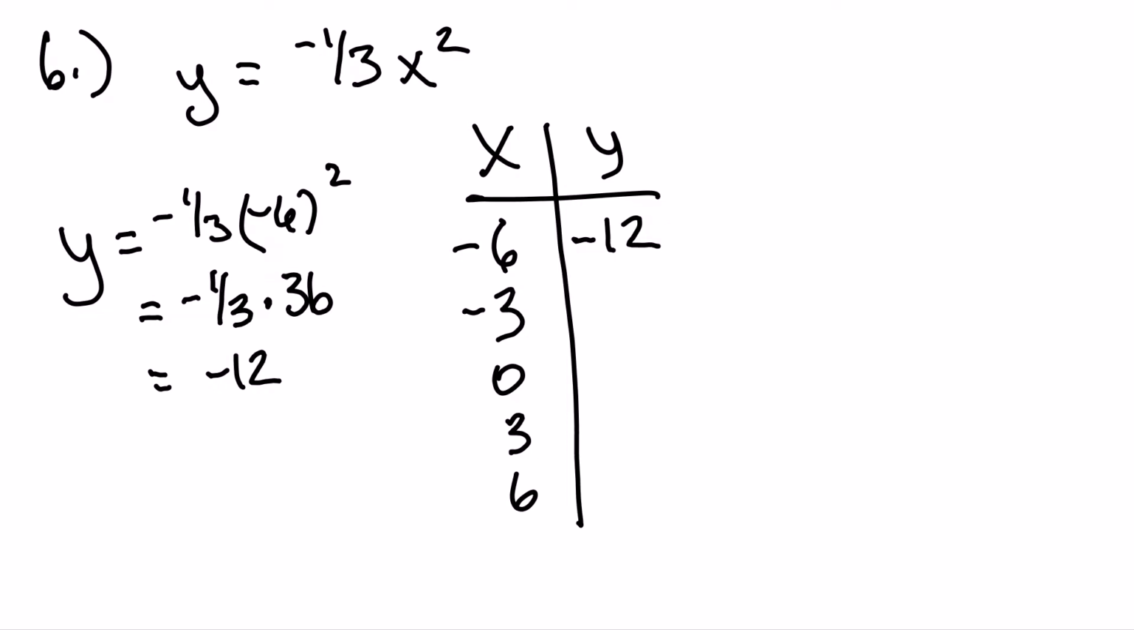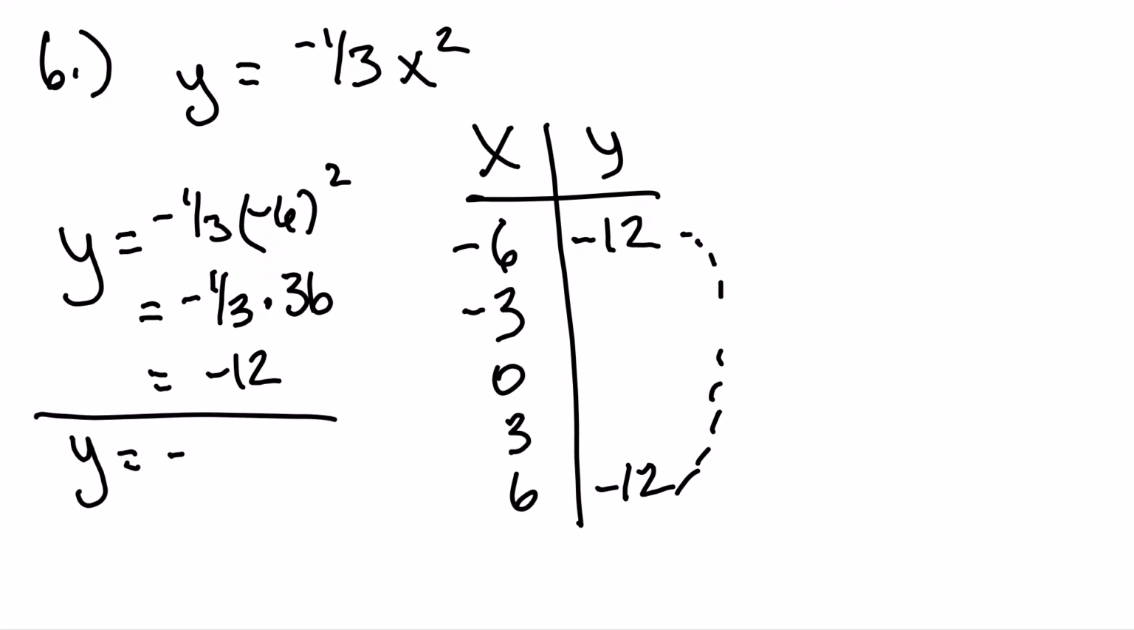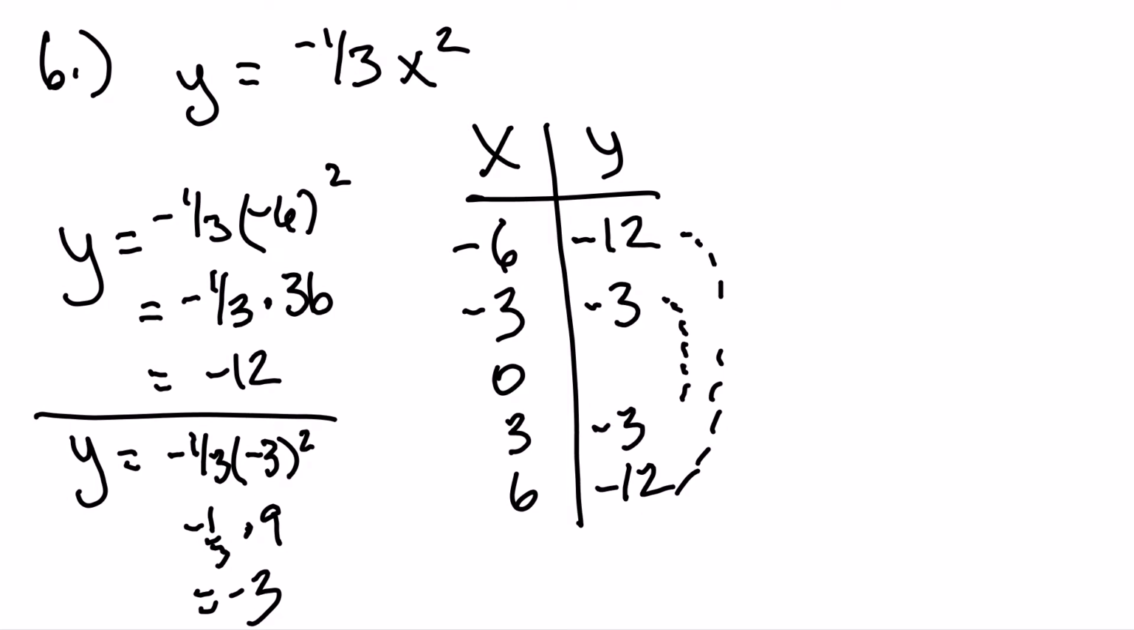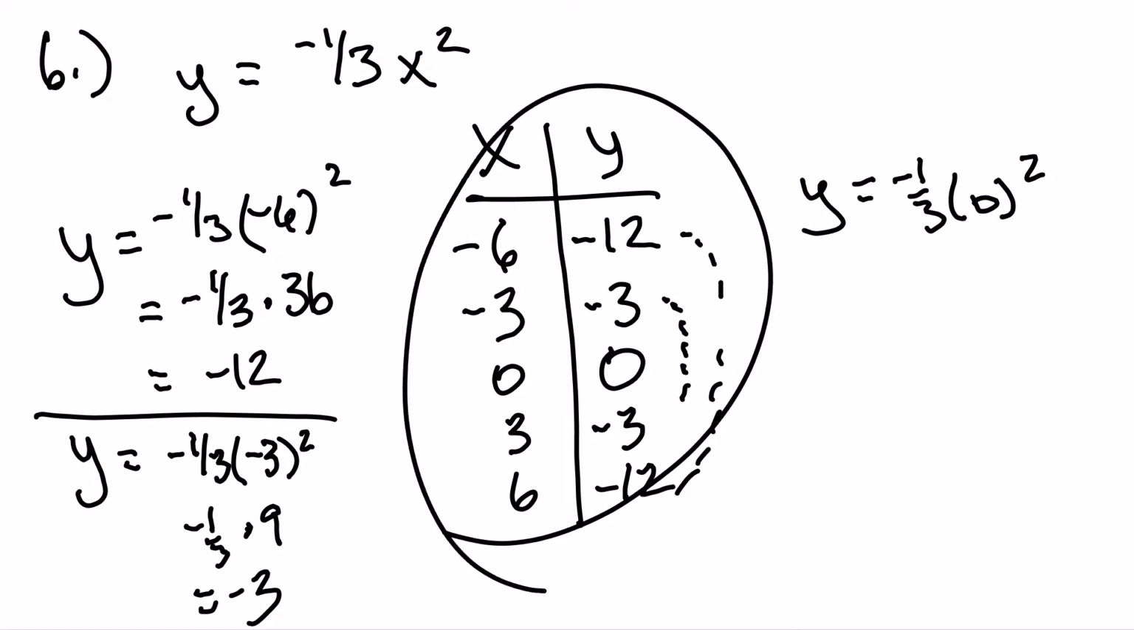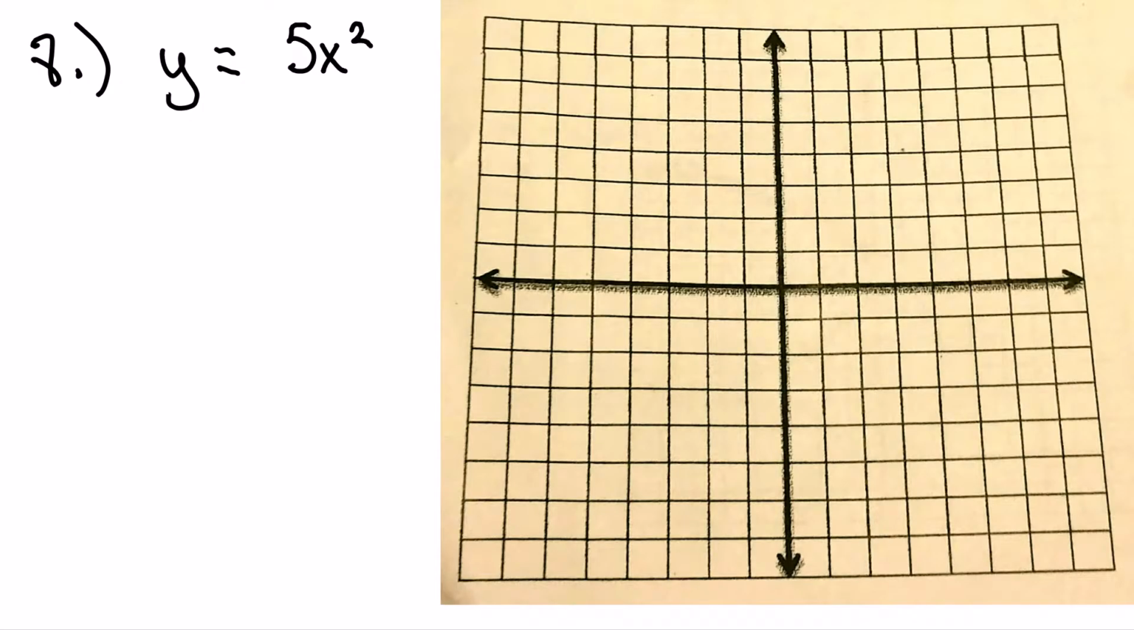I don't have to plug in +6 if I don't want to. I will get -12 again. Y equals -1/3. Instead of x, I put -3. It's squared. That's 9 times -1/3, which is -3. Rainbow effect tells me that 3 is also -3. Plug in 0. Y equals -1/3. Instead of x, I put 0. 0 squared is 0 times -1/3 is 0. That's it. That's your answer right there. That's it for 6.